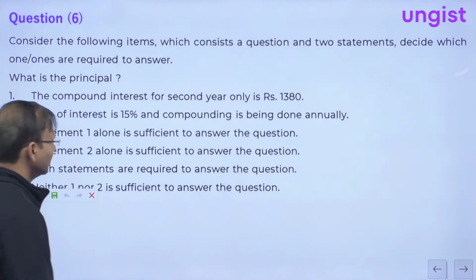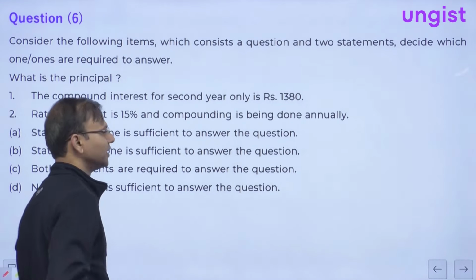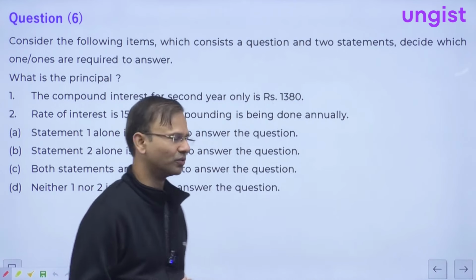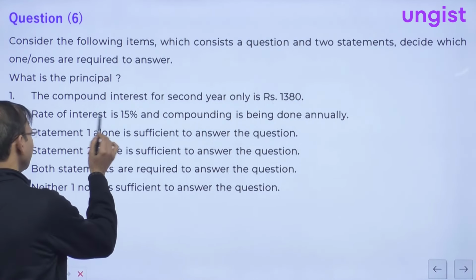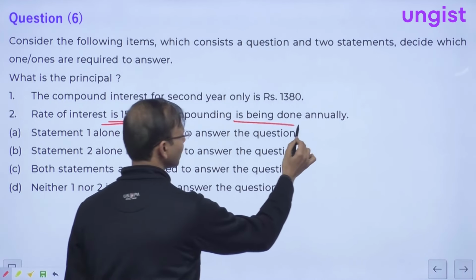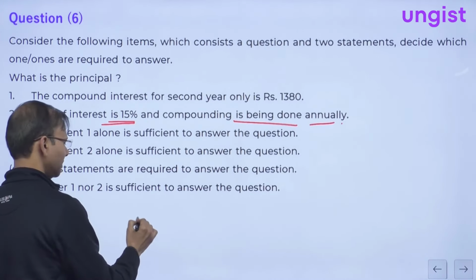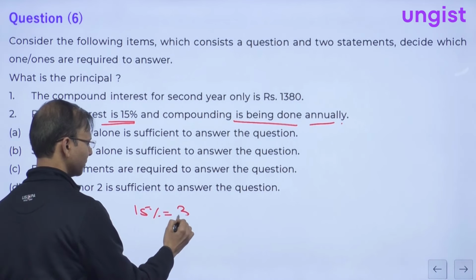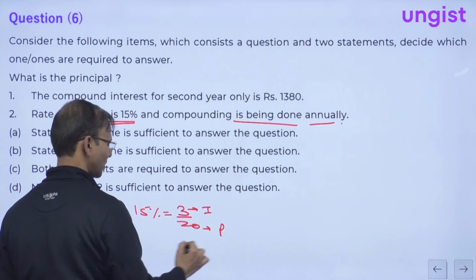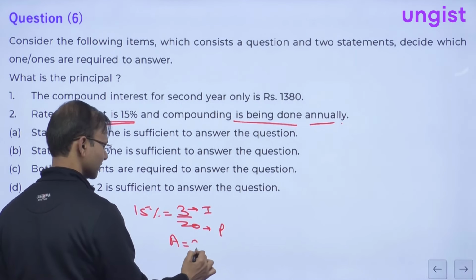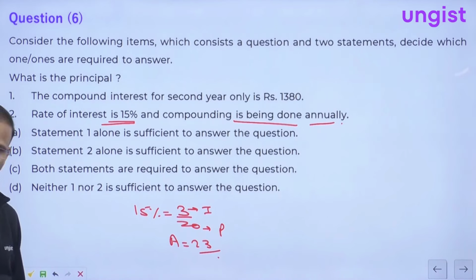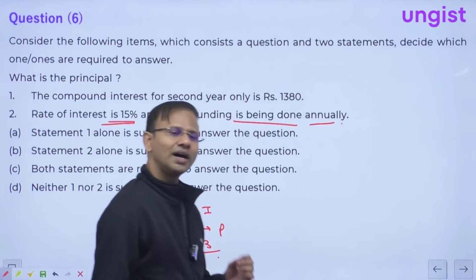See everyone, I discussed this question with the help of the 1/A concept. Let me tell you. Here the question is saying the rate of interest is 15% and compounding is being done annually. 15% is 3/20. So I assume this as principal, this as interest, so the amount will be 23, principal plus interest. Everybody clear?